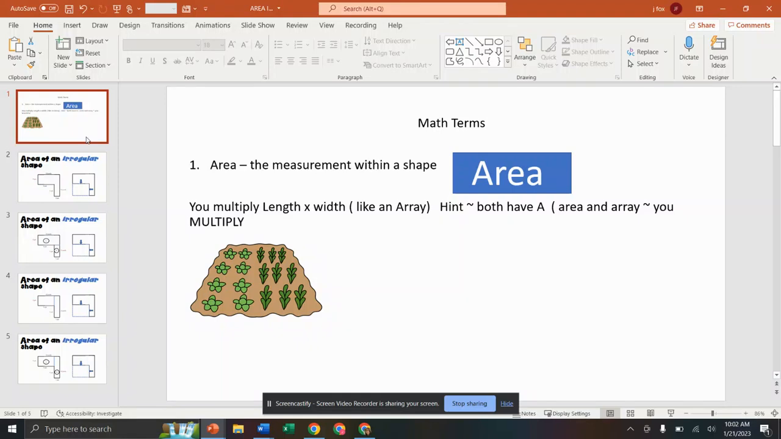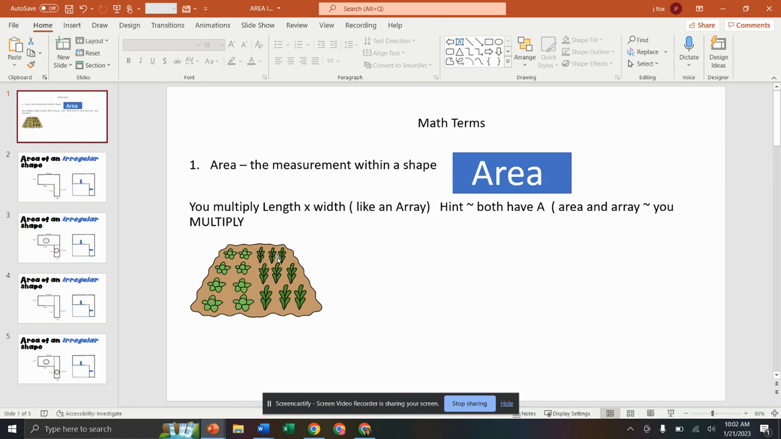All right, today we're going to go over area again, and then we're going to touch on irregular shapes. If you remember, area is the measurement within the shape, right? So you have this space inside the shape. And so you multiply length times width, like an array, right? I like to think, in my head, that they both start with an A: area and array. You multiply, okay? So to find the area, you multiply.